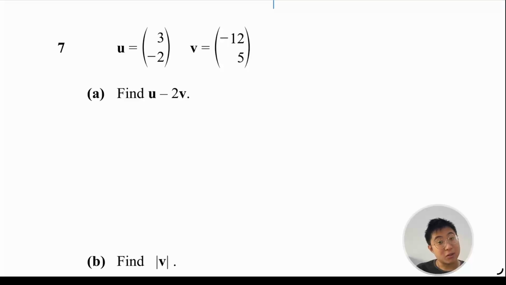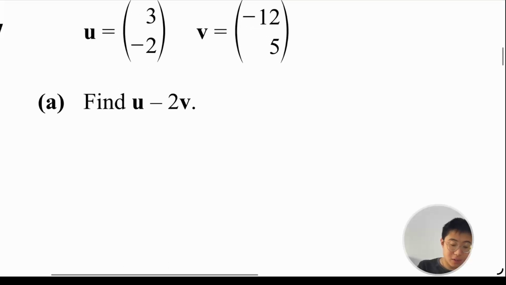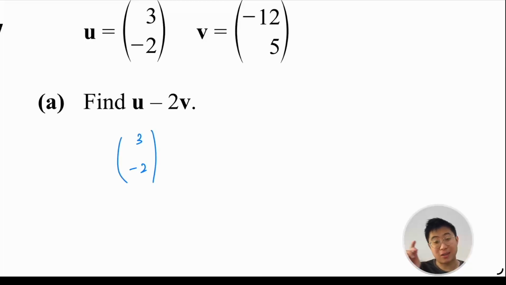This is a vector question. It says u minus 2v's. So I'm going to write down the u, which is 3, negative 2. These are not fractions. A lot of people will draw a line. Don't do that. Minus 2. V is the other one. So negative 12 and 5. Now you can see I haven't even done anything. I'm just putting in my u and my v in the right places.